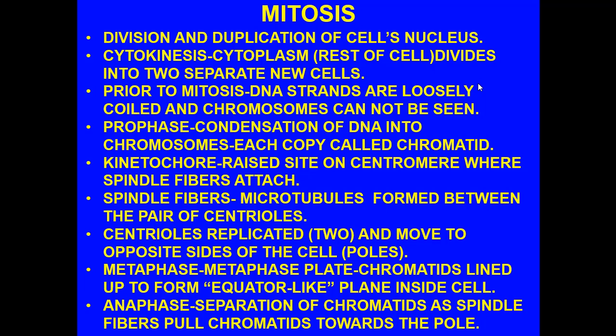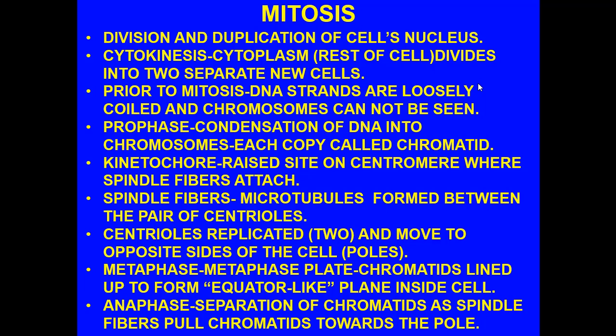Spindle fibers are really microtubules formed between the pairs of centrioles. Centrioles replicate, so there are 2 of them. They move to the opposite sides of the cell. This is the beginning of prophase. They have to move to the opposite sides, and we call those the poles of the cell. Is that sort of like how we have poles on the Earth and we have an equator? Yeah. Because when we get to metaphase, we're going to line up all of these pairs of chromosomes in a nice linear shape. That's why they form an equator-like plane inside of the cell.